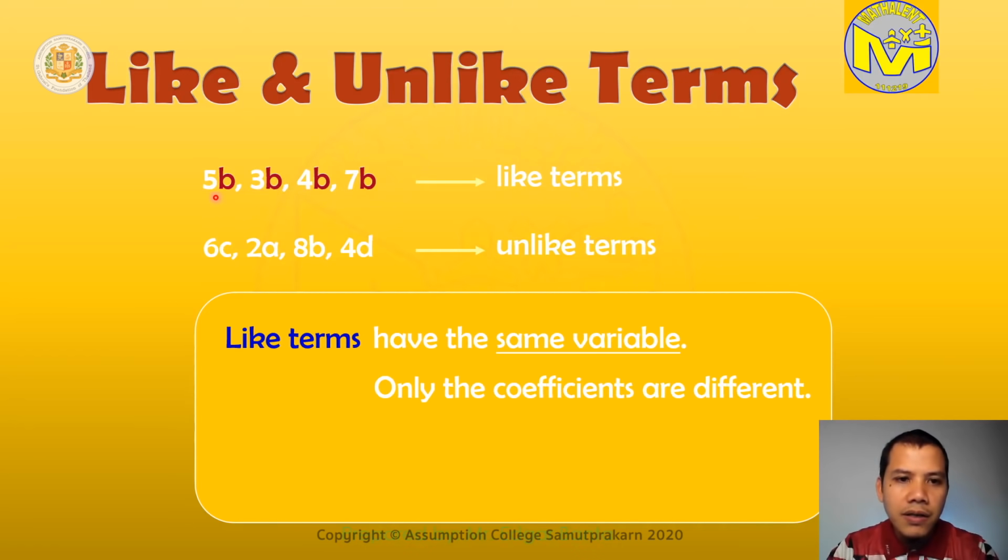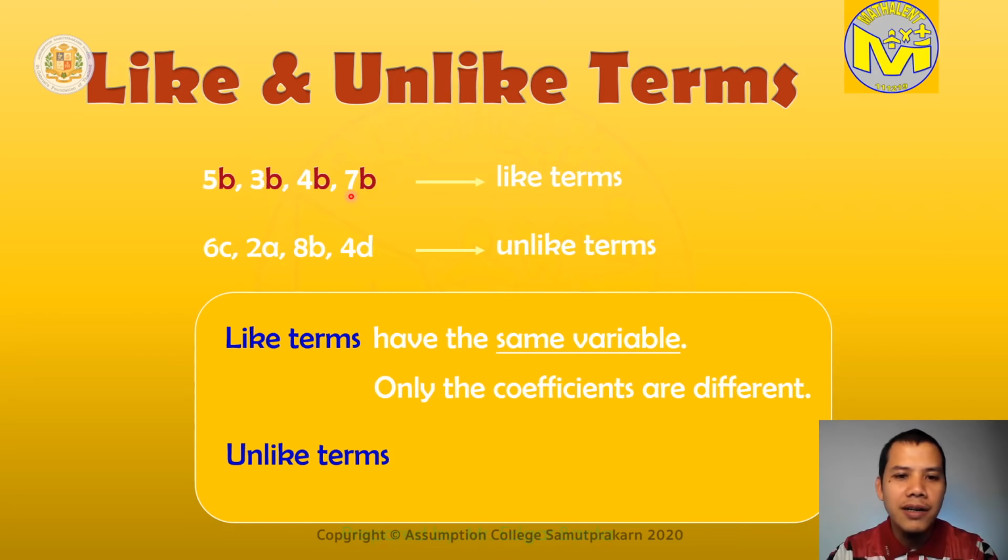Even if the coefficients are the same, as long as the variables are the same, they are called like terms. Even if these are all 5s, all 1s, all 3s, all 4s, they are called like terms as long as they are all b's with b's. B, B, B, and B. So they are called like terms. Only the coefficients are different. Got it?